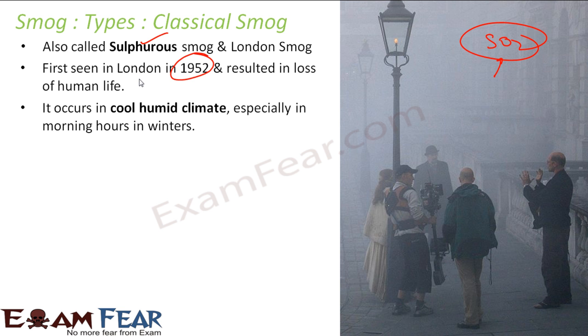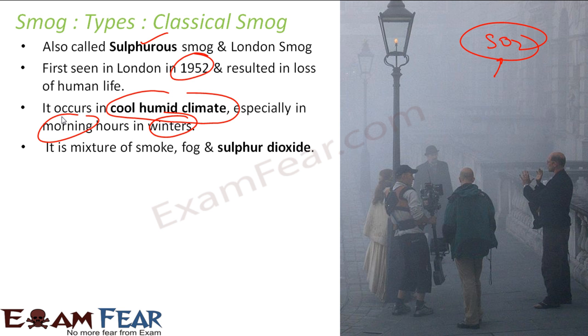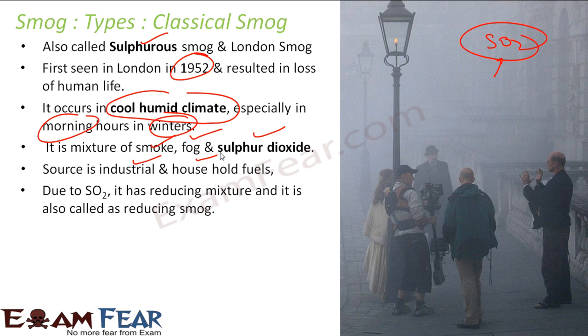And this is generally found in cold and humid climate, and especially in the morning hours. Please note, cold humid climate, morning hours, winter. As I told, sulfur, so it is a mixture of smoke, fog and sulfur dioxide, SO2. And the source is generally industrial and household fuels, because from there we get SO2. And since SO2 has reducing property, this is also called reducing smog.